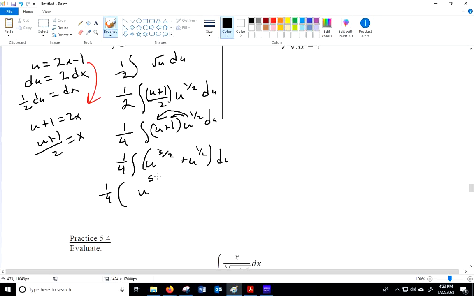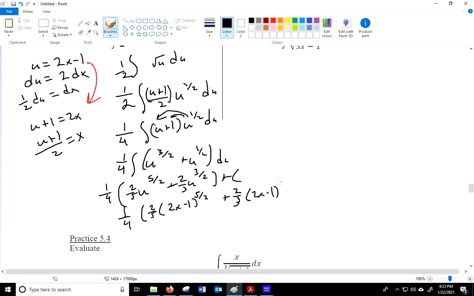u to the 5/2 times 2/5 plus u to the 3/2 times 2/3 plus c. So 1/4 times (2/5)(2x minus 1) to the 5/2, my u was 2x minus 1, plus 2/3 times (2x minus 1) to the 3/2 plus c. Oof, that was a long one. Oh, and I need one more parenthesis for that 1/4 on the outside.